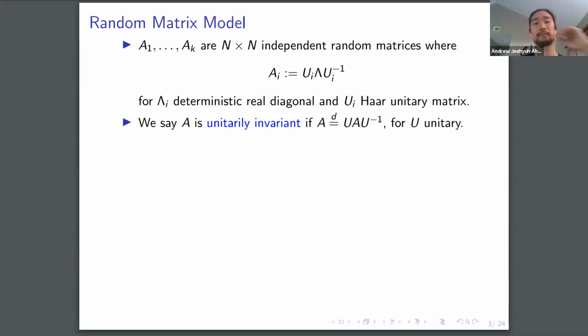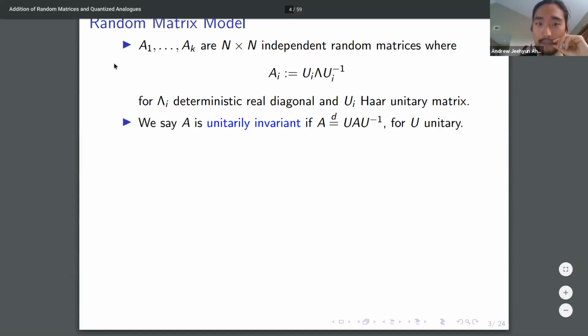So these A sub i's are in particular unitarily invariant. So what I mean by unitarily invariant is that if I take a matrix A and I conjugate it by some unitary matrix, the distribution remains unchanged. So these are just unitarily invariant matrices that have deterministic eigenvalues, the A sub i's.